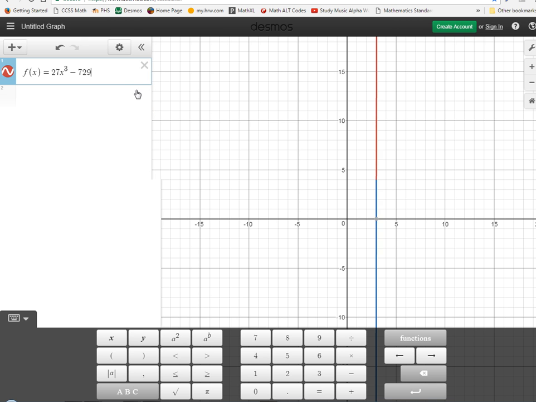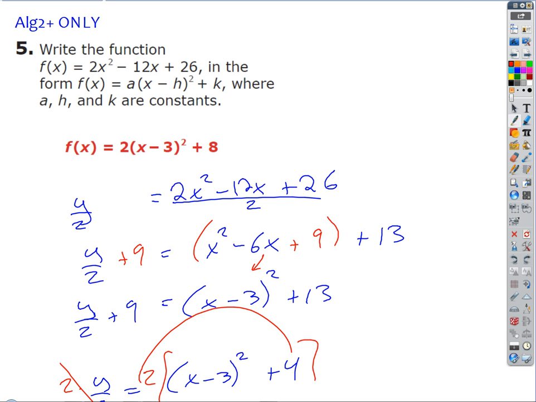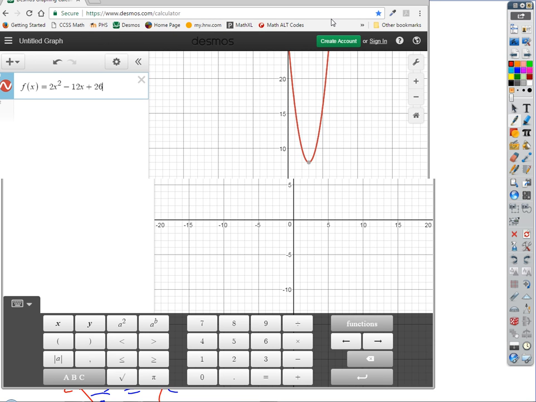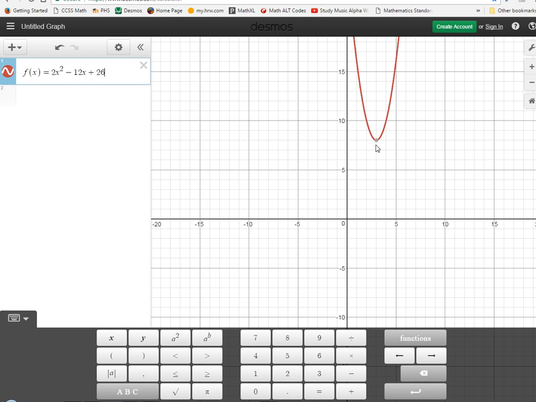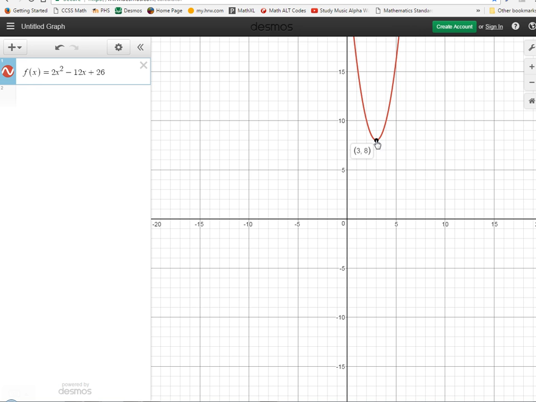I don't remember. Okay, so on this one, what did we have again? We had f of x equals 2x squared minus 12x plus 26. Okay, so there's the graph right there, right? So all we got to do, what do you know? There's my 3 and my 8, right? H is 3, K is 8.